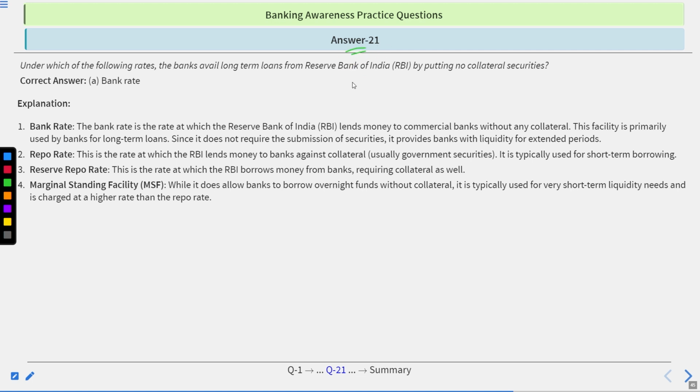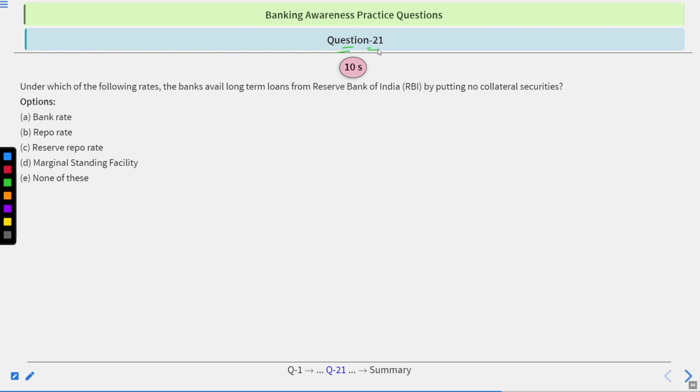Question number 21. Under which of the following rates do banks avail long-term loans from the Reserve Bank of India by putting no collateral security? To answer this question, again you will have 10 seconds. Okay, and options are bank rate, repo rate, reverse repo rate, marginal standing facility, none of these. So your time starts now.